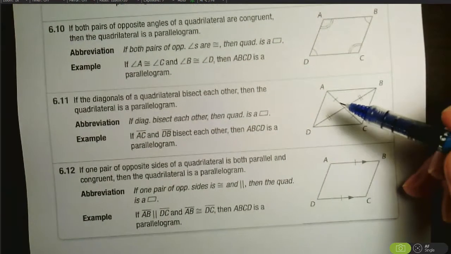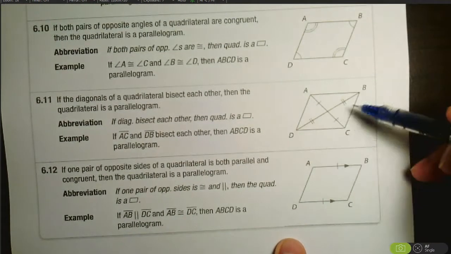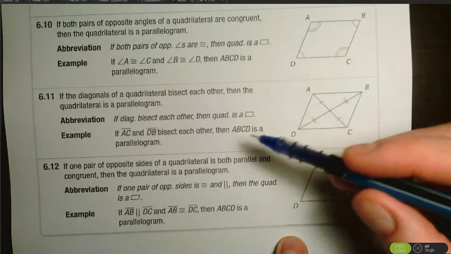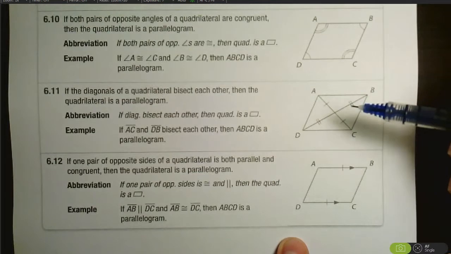Theorem 6.11, again, we also had this in section 6.2. If you had a parallelogram, the diagonals would bisect each other. So theorem 6.11 says, okay, great, you've got your diagonals bisecting each other. That means it must be a parallelogram.